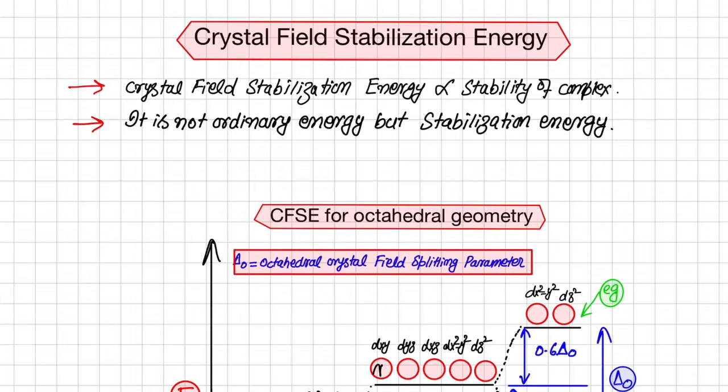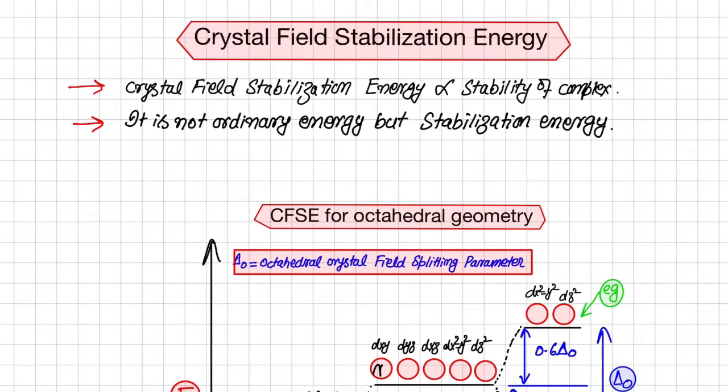You can also say that we learned crystal field splitting only to understand how we will calculate crystal field stabilization energy. Crystal field stabilization energy is directly proportional to the stability of the coordination complex. If the crystal field stabilization energy value is greater, then the complex will be more stable. When we talk about its stability, we mean the thermodynamic stability of the coordination complex.